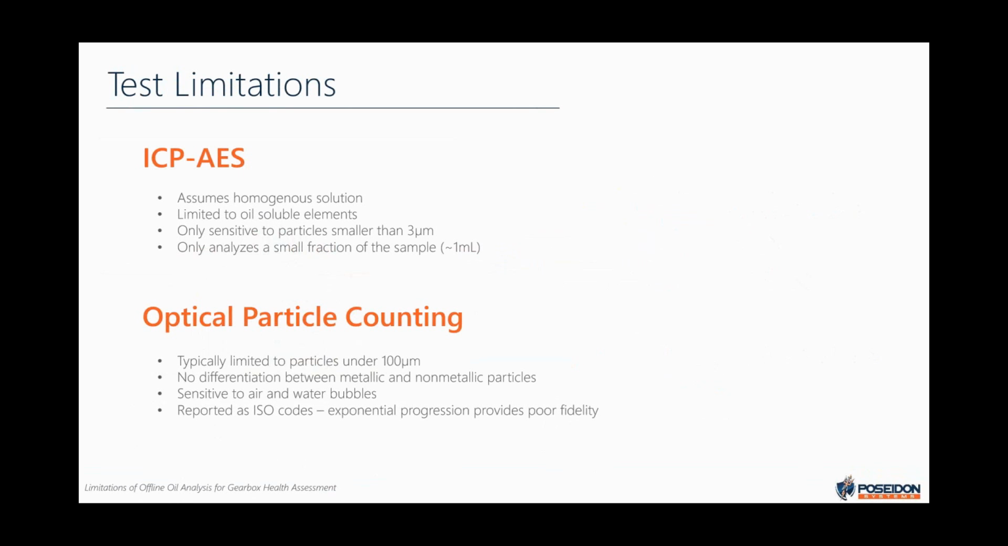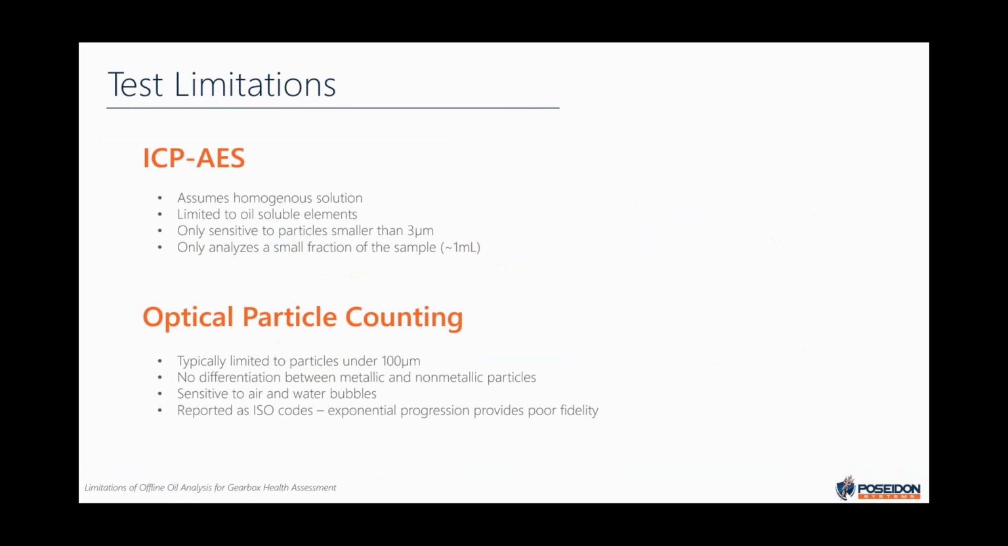The size of detectable particles is usually limited to about 100 microns due to the size of the detection head. Because this method relies on light scattering, it can't distinguish between metallic and non-metallic debris. So that means stuff like soot, sand, dirt, and even air bubbles can be counted as particles.